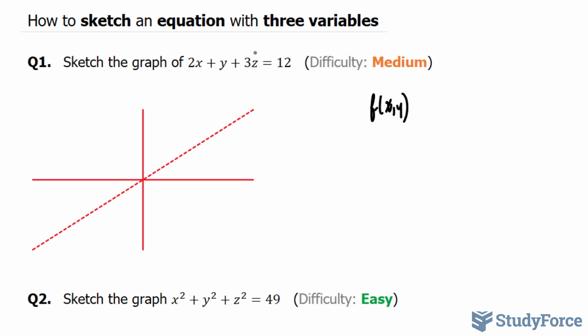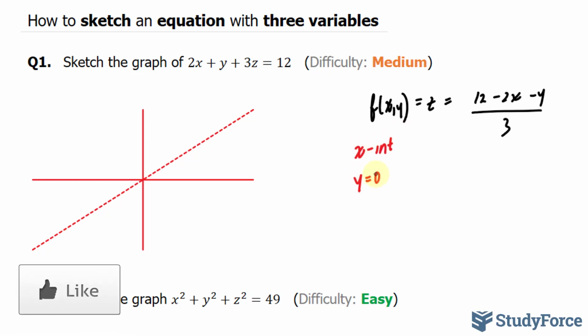So let's try to solve for z, where we have this term and this term moving to the other side. z equals 12 minus 2x minus y, all over 3. Now once you've solved for z, you want to find each intercept at the x, y, and z axis. To find the x-intercept, what we will do is set y equal to 0 and z equal to 0. Let's go ahead and solve for x.